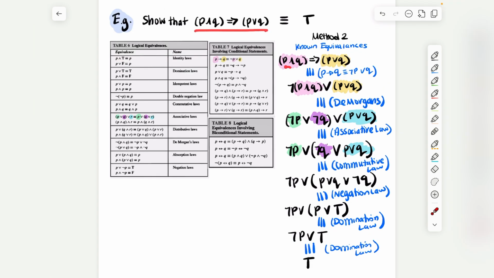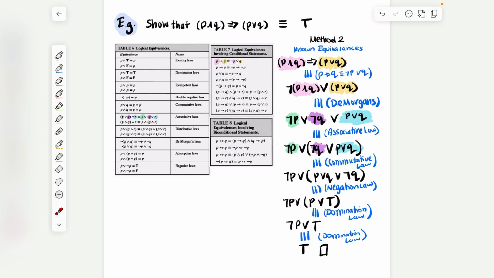Again, this compound proposition we managed to prove through known equivalences is equivalent to true. So because this compound proposition is always true, it satisfies the definition of a tautology, which is a compound proposition that is always true, no matter what. And so we're done with this little proof by known equivalences. So we do our little square.